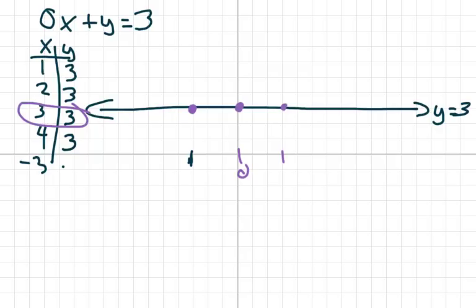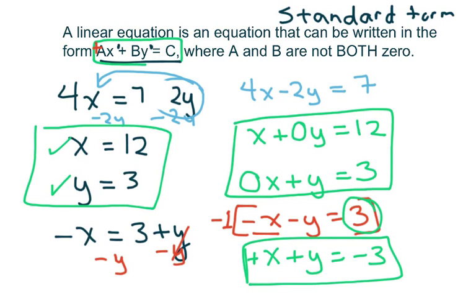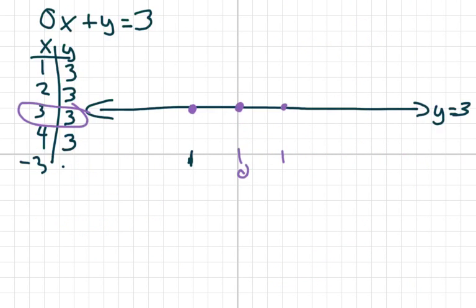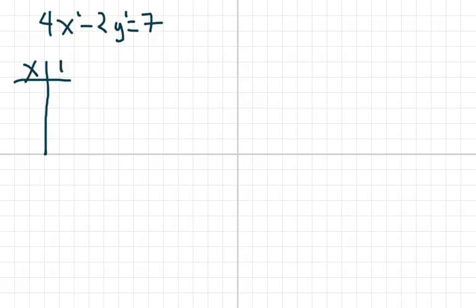Okay, let's do the first one now. The first one was 4x minus 2y equals 7. Now, what I'm going to do here is plug in some points. I only need 2 points when I know this is linear. I know it's linear because my degree for x and y are both 1. So what I'm going to do is graph what people call the intercepts. I'm going to put a 0 here and a 0 here.